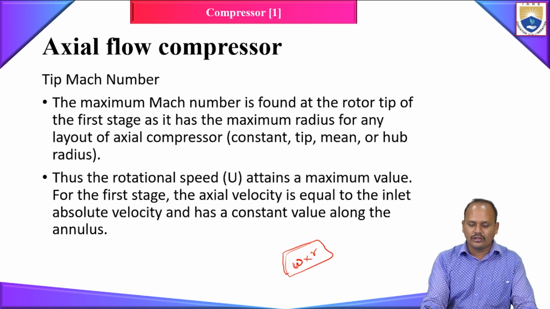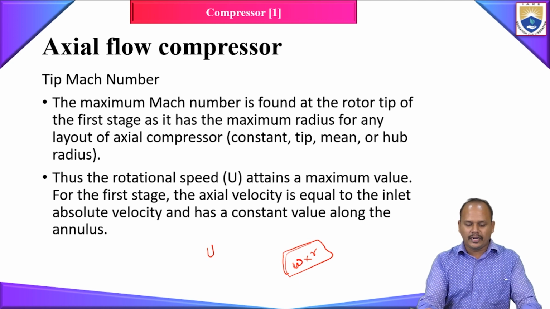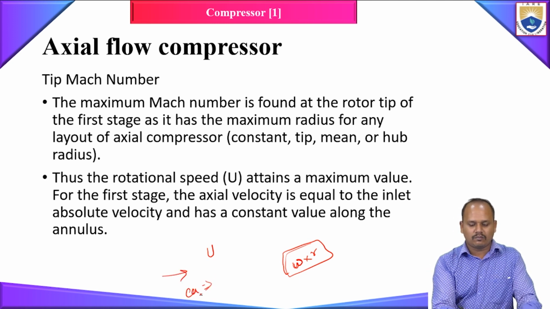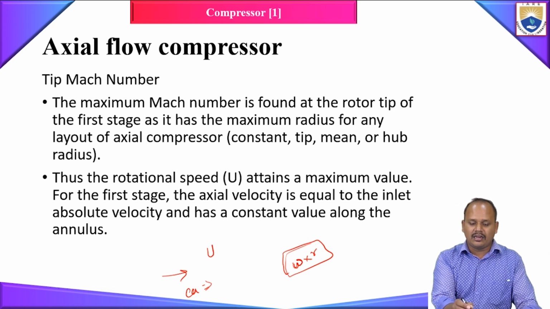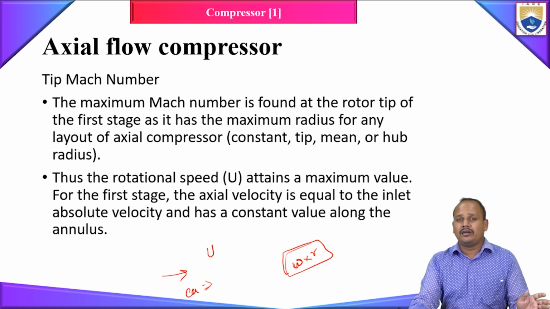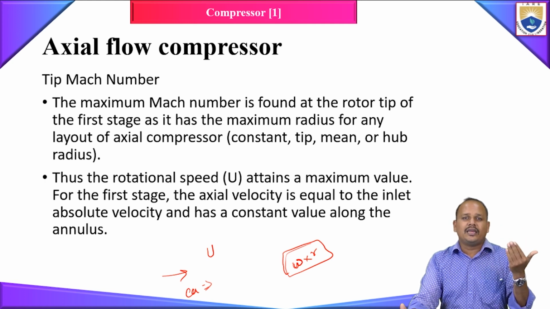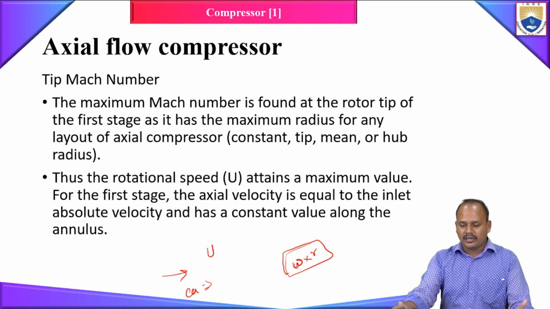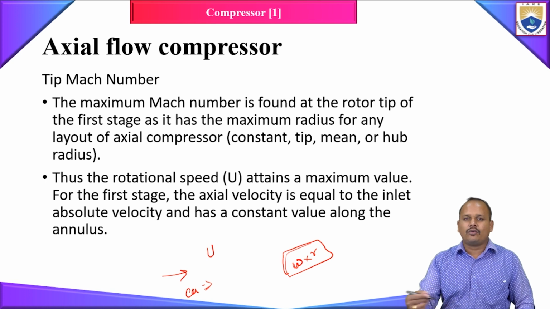Okay, so this tip Mach number depends on what speed your blade is going to rotate and what is my inlet velocity, CA. We already know there is a limitation on your U because of your centrifugal stress. At the same time, there is a limitation on U in order to prevent your blade tip Mach number from achieving a certain value. We don't want our Mach number to become supersonic in the case of a subsonic compressor. Modern days we have the transonic compressor, where we can have a Mach number of maximum 1.2 to 1.3. For a subsonic compressor, it should not exceed 0.8.